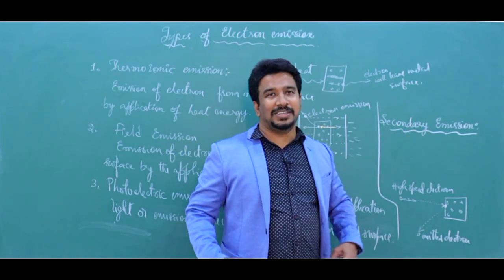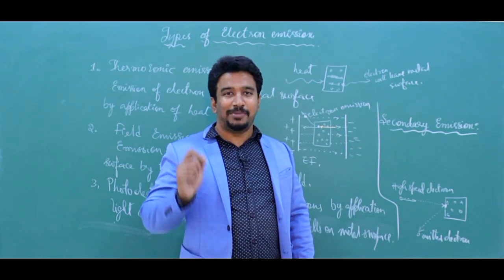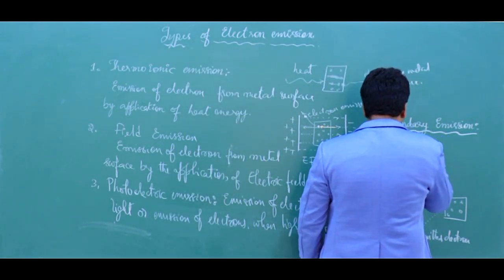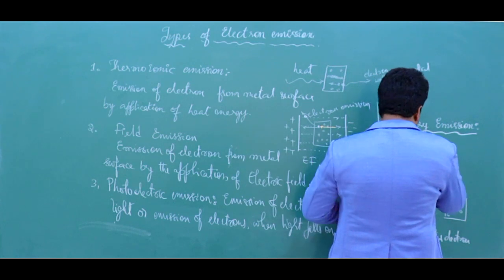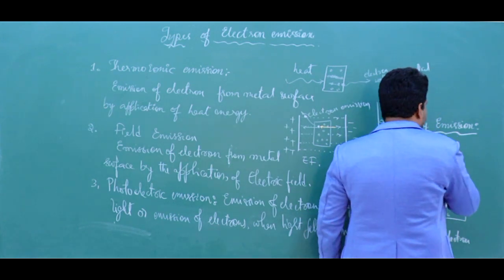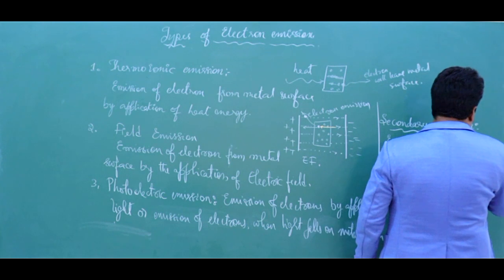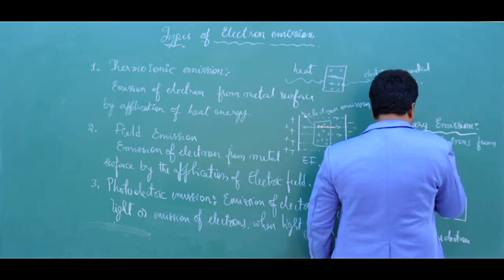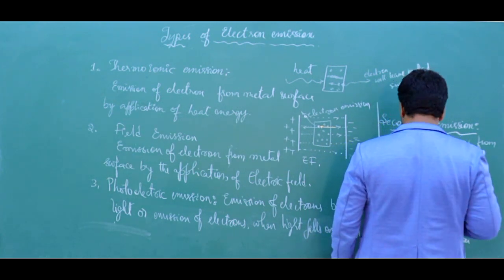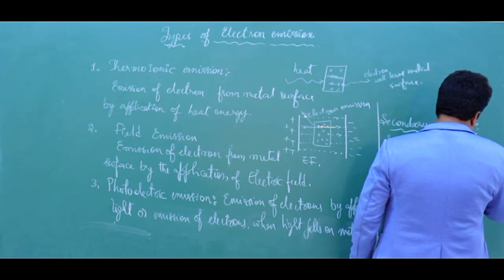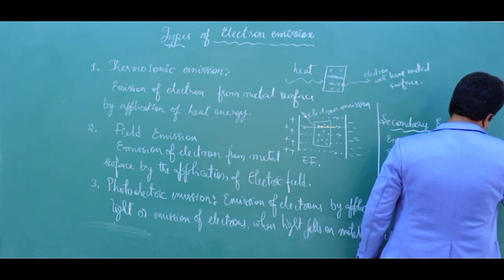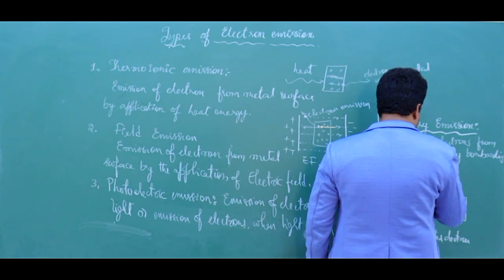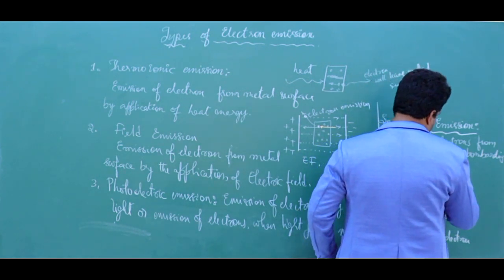So what is secondary emission? Emission of electrons by bombarding high speed electrons. We will write it: emission of electrons from metal surface by bombarding high speed electrons.